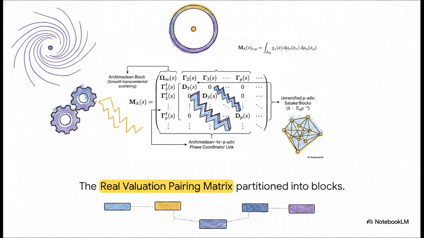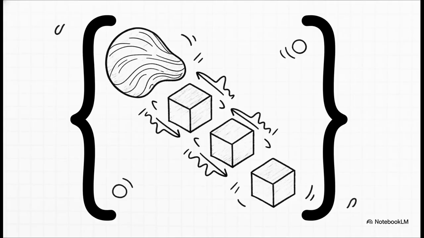It calculates the intersection pairing between the real valuations at infinity, which is our Archimedean block on the top left, and the discrete p-adic valuation branches stretching all the way down the diagonal. It acts as the explicit interface, ensuring that local geometric data cannot just act on its own, it absolutely must remain globally synchronized. Let's break down this incredibly dense matrix visually, piece by piece.